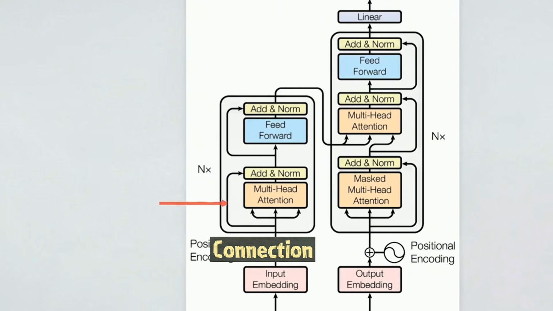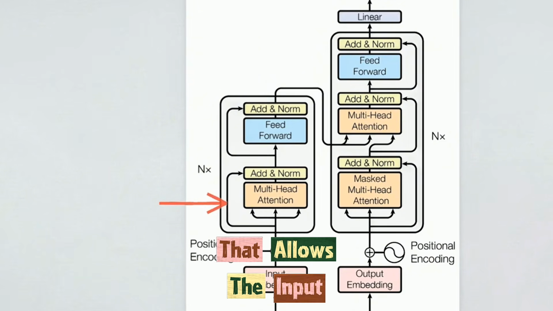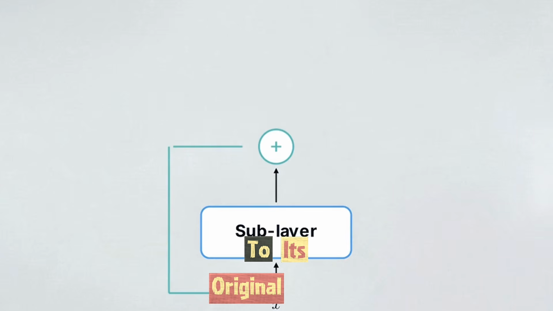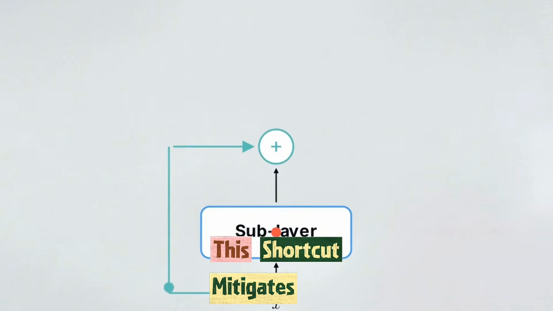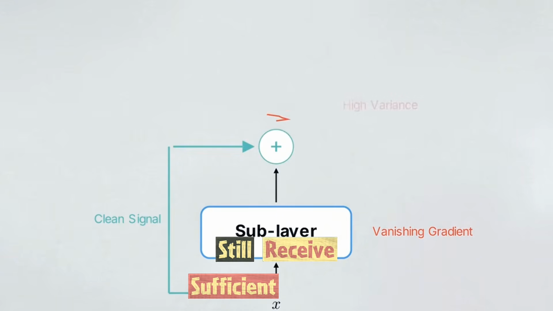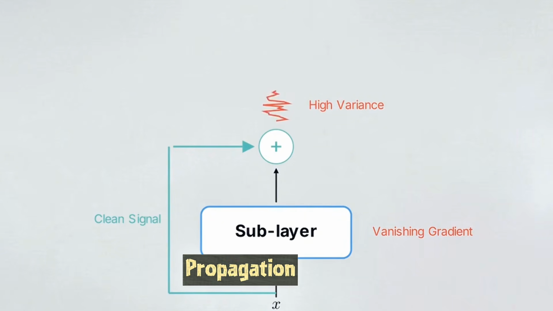A residual connection is a shortcut path that allows the input of a layer to bypass that layer and be added directly to its output. Specifically, the output of each sublayer is added directly back to its original input. This shortcut mitigates the vanishing gradient problem, ensuring that early layers still receive sufficient updates during deep network backpropagation.